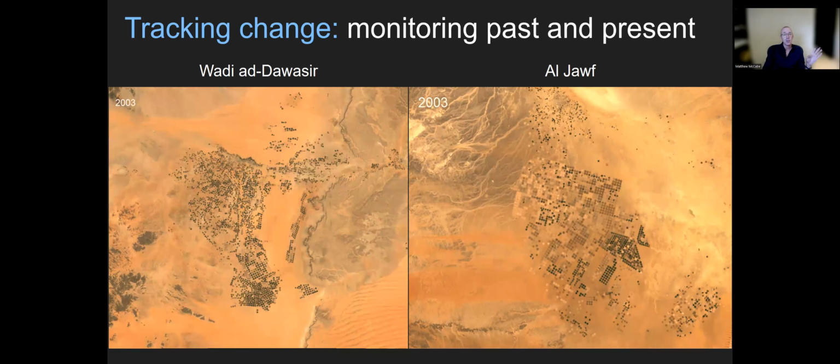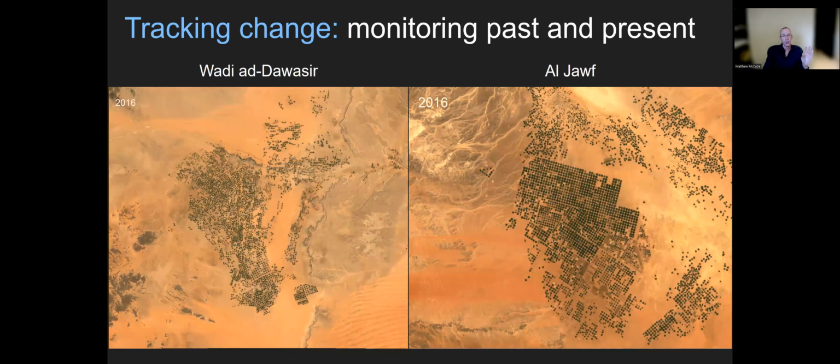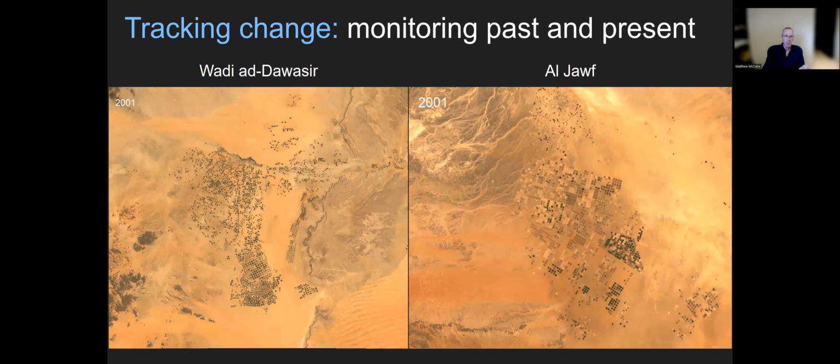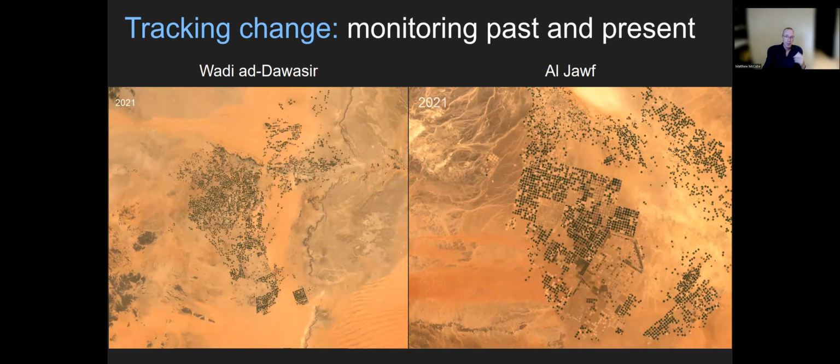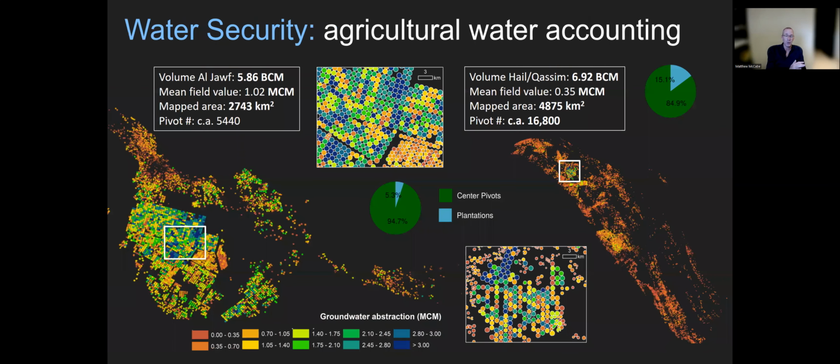So these are the two local aquifers, up in Al Jouf in the north and Wadi Ad-Dawasir down in the south. And you can see the dramatic expansion of irrigated agriculture that's occurred over the last several decades. But what is the consequent impact of that on water availability and water security? So as part of our work at CAUS, we've been collaborating with the Ministry of Environment, Water and Agriculture to both map this change and then put values to the volumes of water being used to grow food.